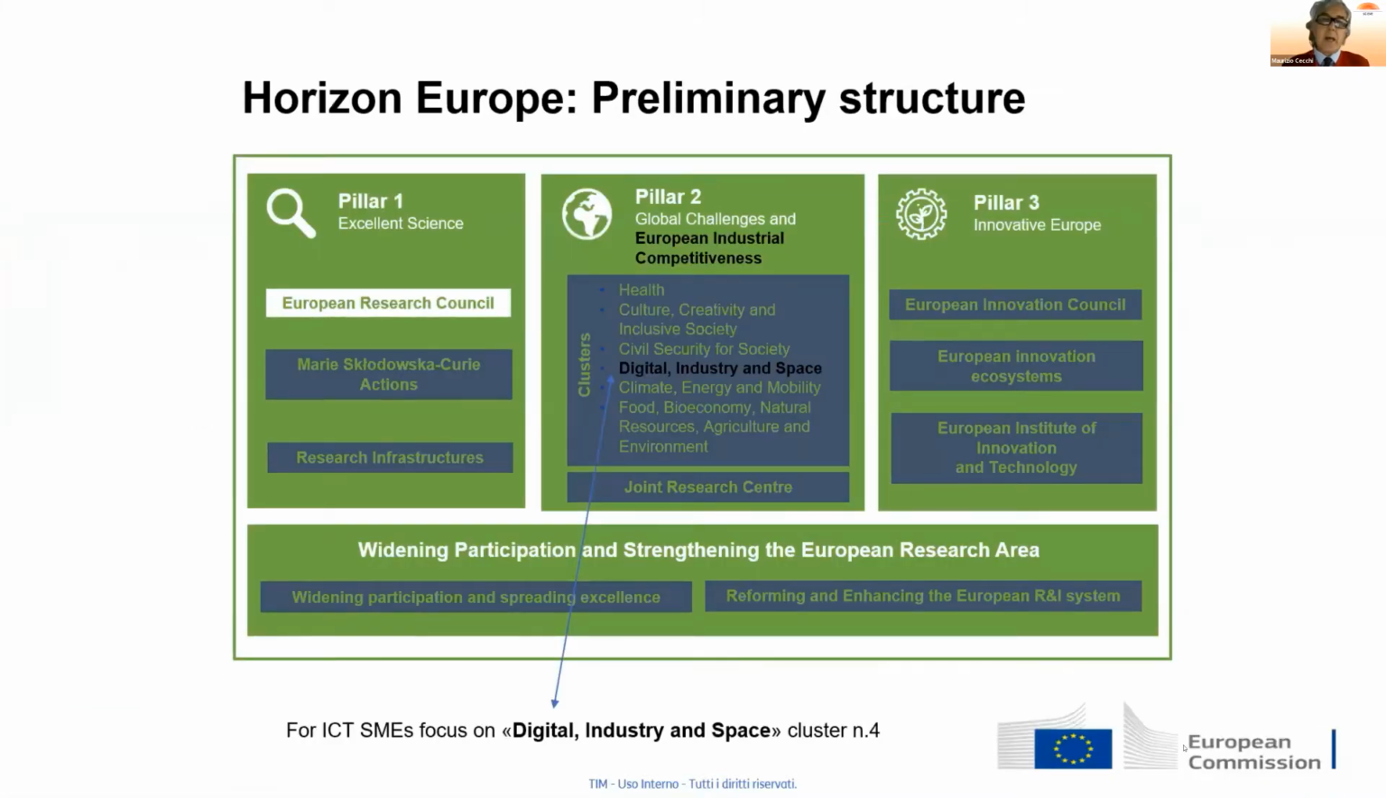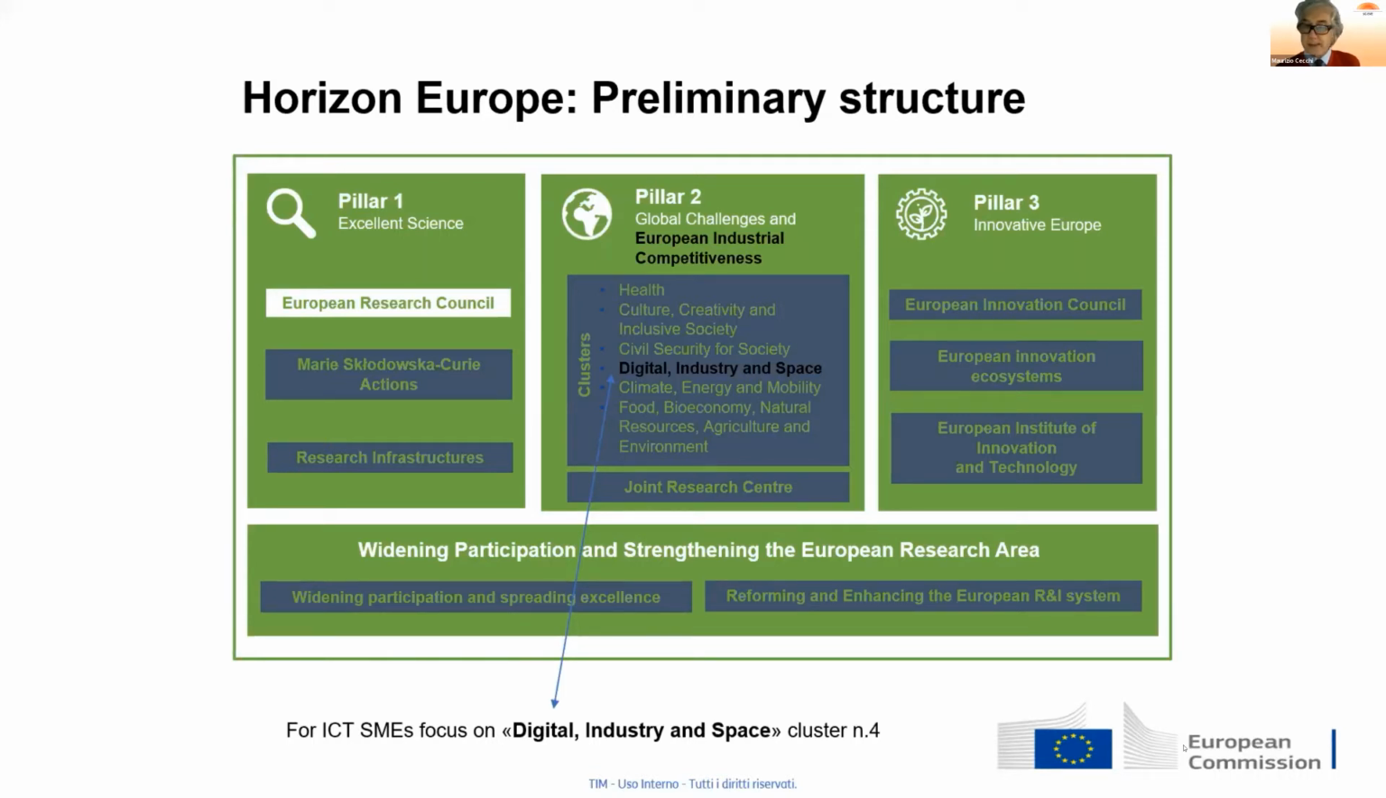Very briefly, how the new program is structured. The program that started on the 1st of January, Horizon Europe, is a 7-year program and is structured in pillars. There is a pillar more on the science part, managed by the European Research Council, but also researcher movement is funded, and all the infrastructure like ISPRA and many other institutions are funded by this pillar.